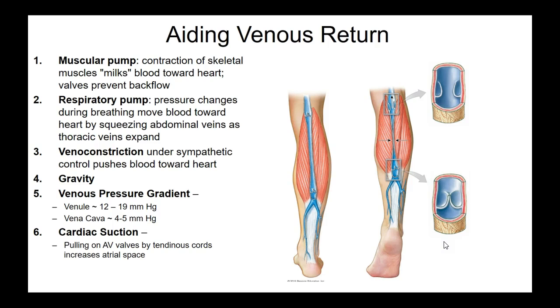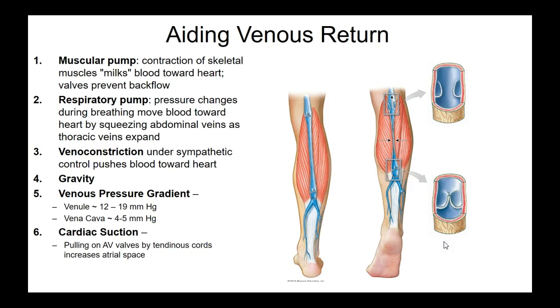Venoconstriction, so there's some sympathetic innervation that contracts the venous system, not as much as with the arterial system, we'll see. Certainly gravity, so here we're not talking about gravity helping blood return to the heart from the lower extremities, but certainly from places above the heart, if we're standing up, for instance.